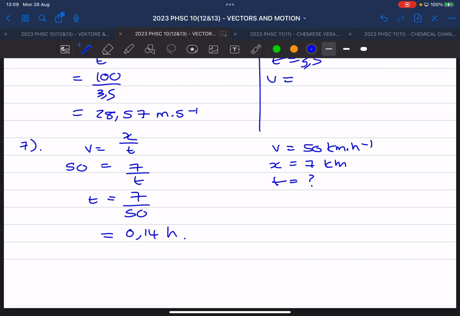Do we work in hours? We work in seconds. Okay, so first if we take it to minutes, you times by 60, and then you get 8.4 minutes. And if you times that by 60 again, you get 504 seconds.